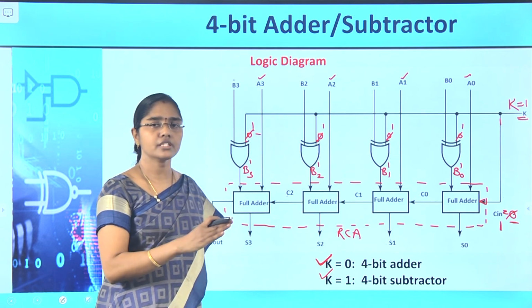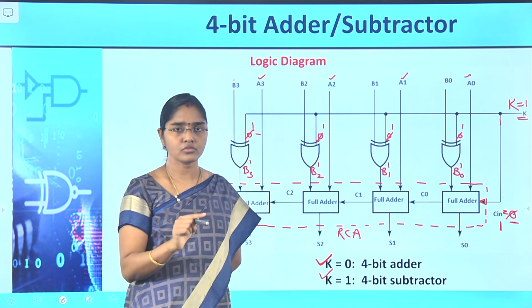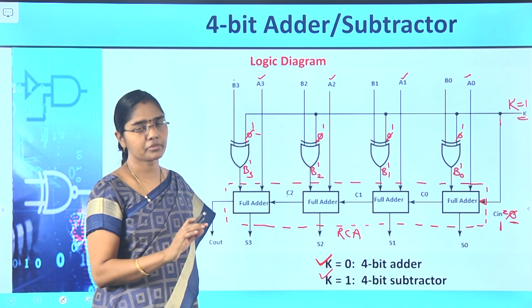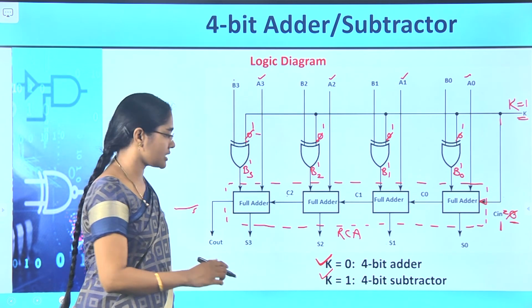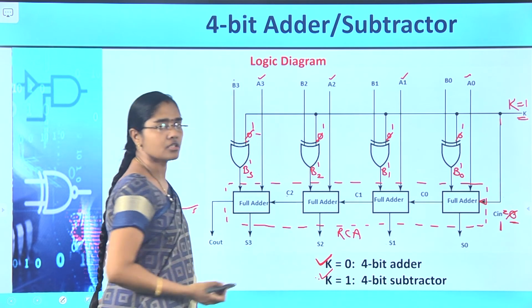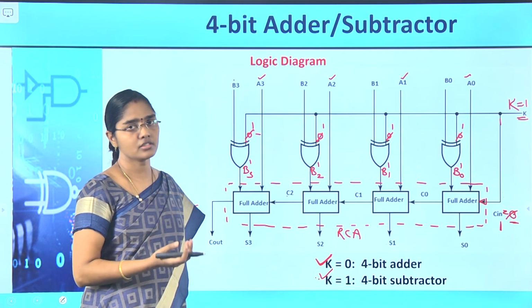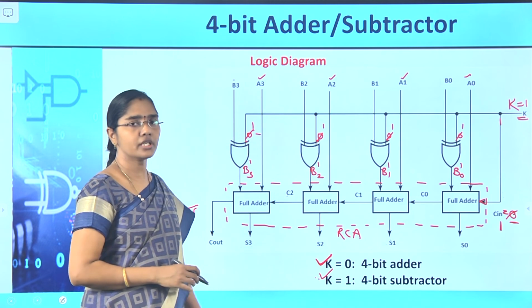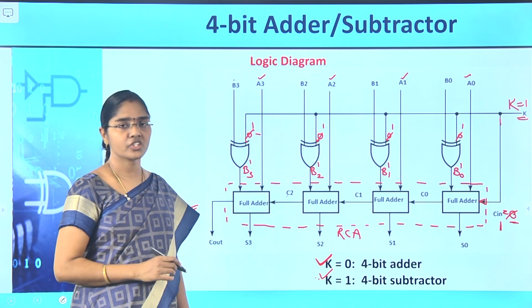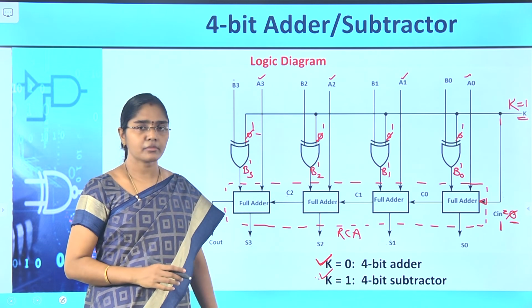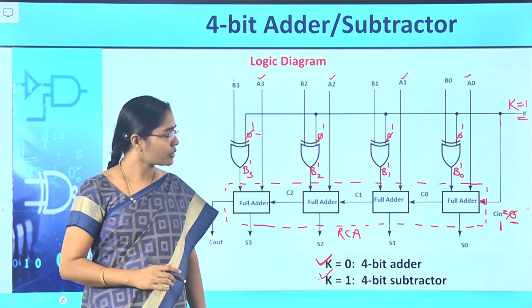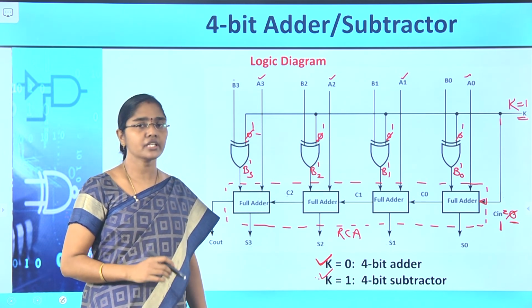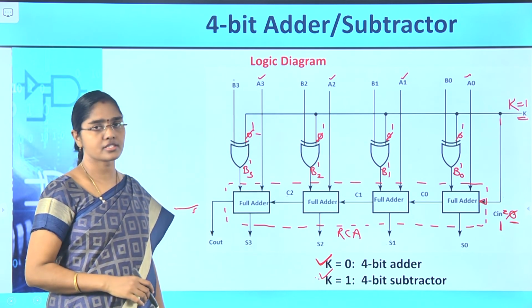A0 to A3, B0 to B3, 0 appear one time, and A0 to A3, B0 bar to B3 bar, 1 appear as inputs for the second case. That is the K equal to 0 and K equal to 1 cases. So when K is 0, addition, and when K is 1, subtraction is performed. So this is the logic diagram for the 4-bit adder bar subtractor. I hope you understood this adder bar subtractor for parallel n-bit addition as well as subtraction in our processors.